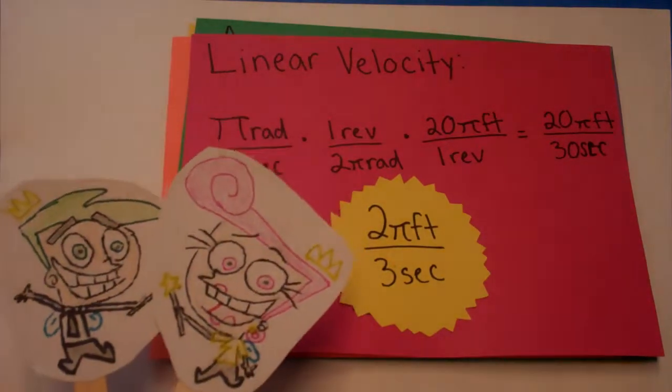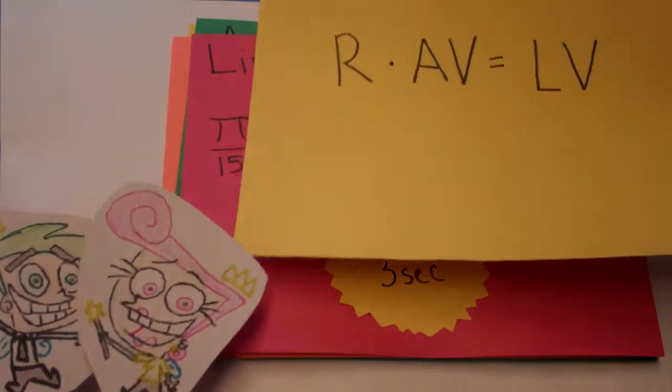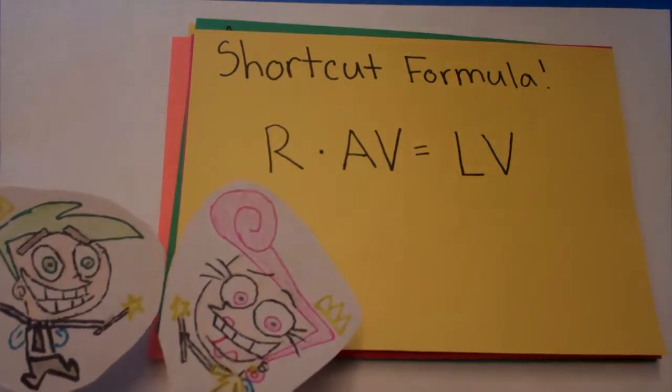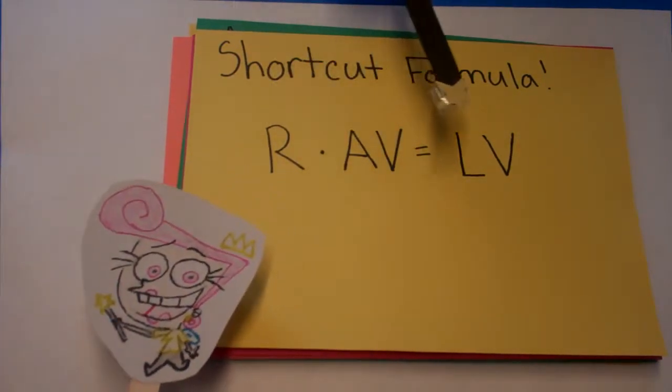"We don't need one for this one, Timmy," said Wanda. "There's a shortcut to finding the linear velocity without going through lots of conversions. You can just multiply the angular velocity by the radius to find the linear velocity."